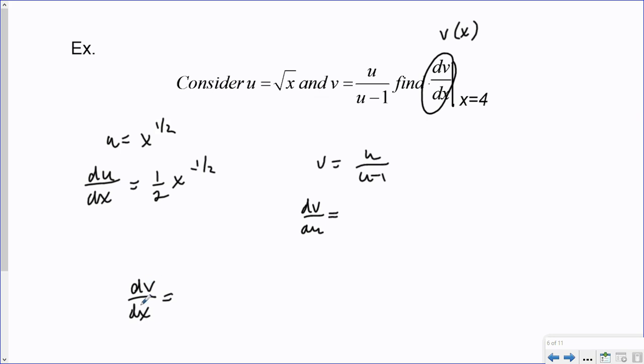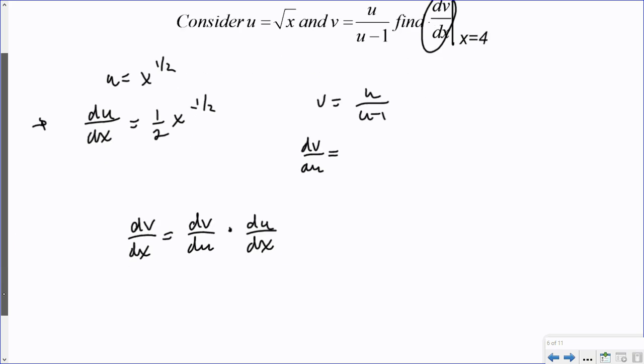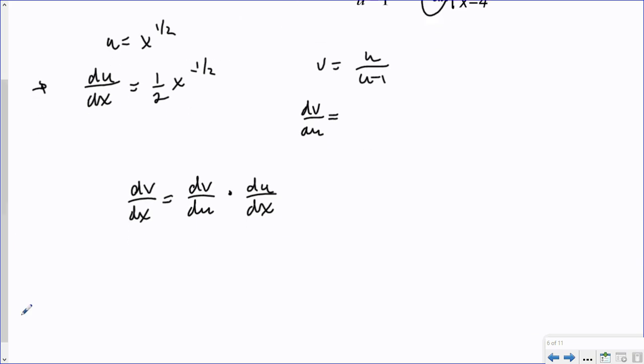Okay, but I do know, according to Leibniz notation, that I could find the derivative of v with respect to u. I just did that right here. And I can find the derivative of u with respect to x. I just did that right here. Okay, and that would allow me to find dv dx. Okay, so let's finish this off.